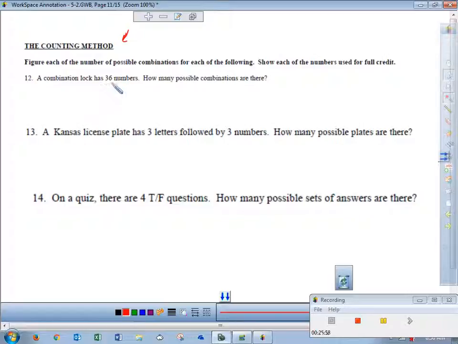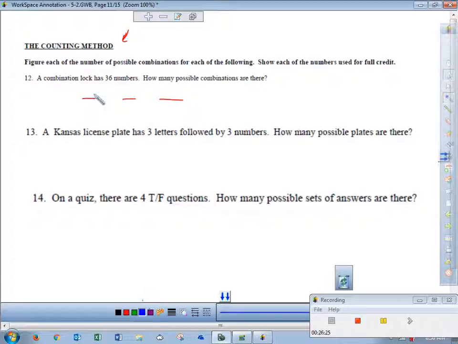So you've got a combination lock, and it's got 36 numbers, the ones that you turn to the right, turn to the left, turn to the right 2 times, whatever. How many possible combinations are there? So combination lock, you've got 3 numbers in it. I guess they don't really explain that to us, but if you've ever had a combination lock, it's just got 3 numbers that you need to have in your combo.